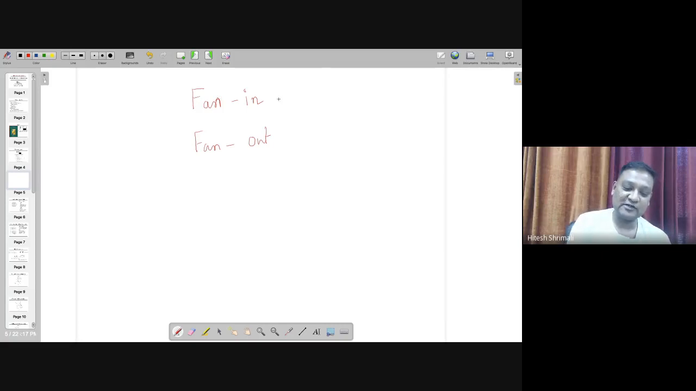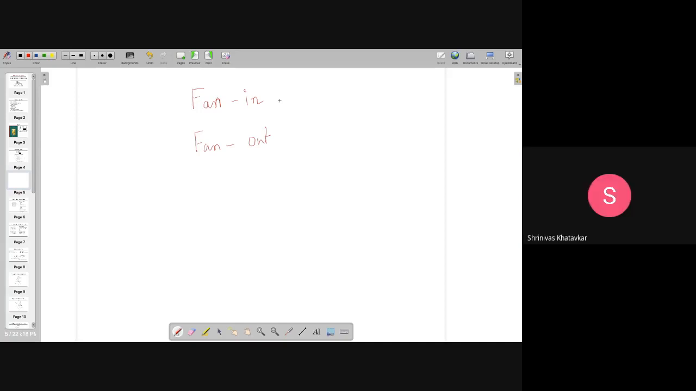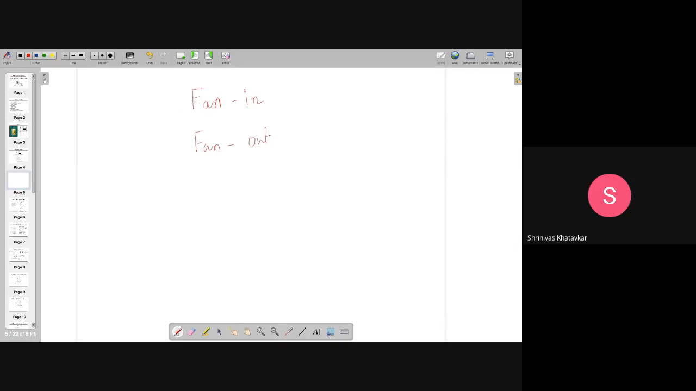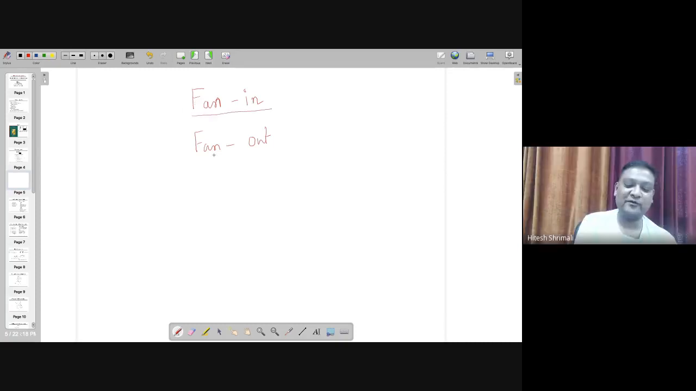Srinivas, what is fan in and fan out? I'm actually more comfortable with fan out. Fan out is the number of gates a single gate's output can drive. Okay, very nice. So similar to that, can you guess fan in? I'm not sure about it. You can try once.